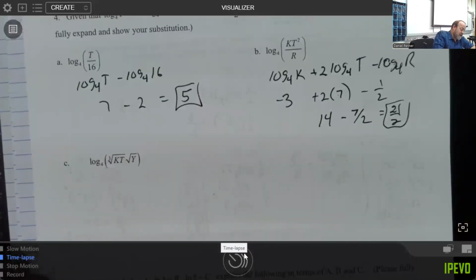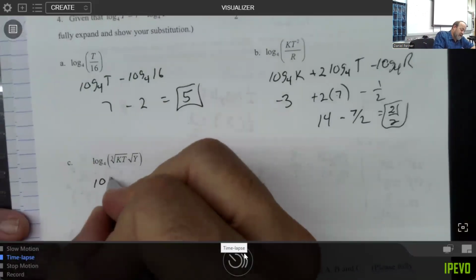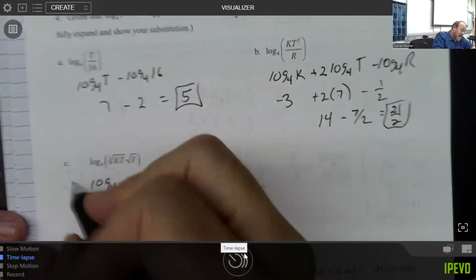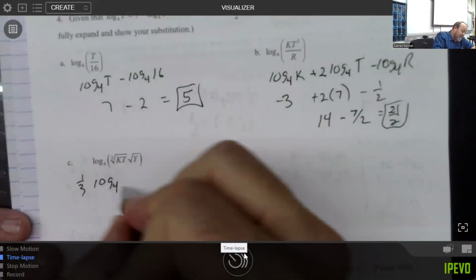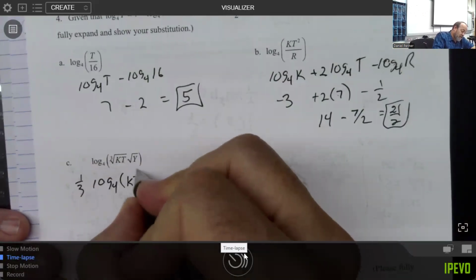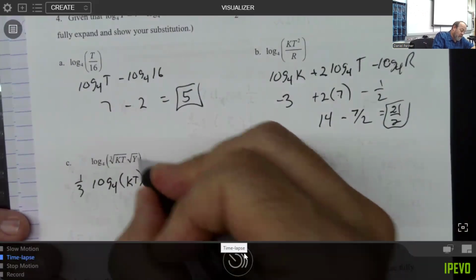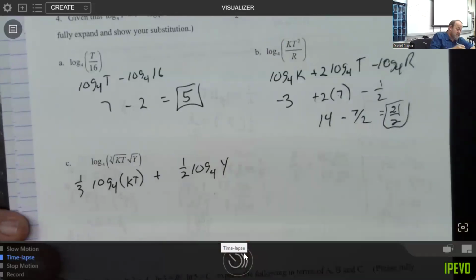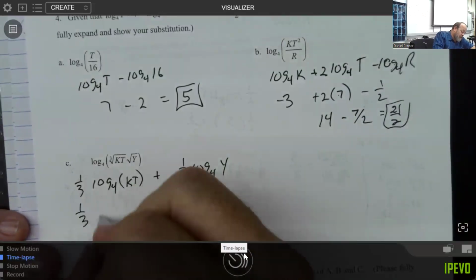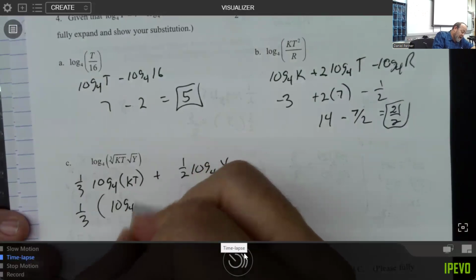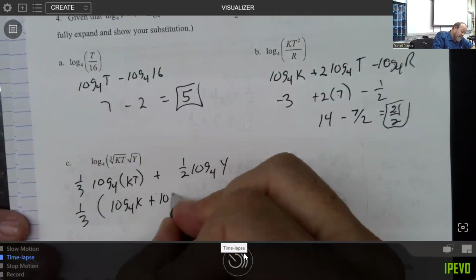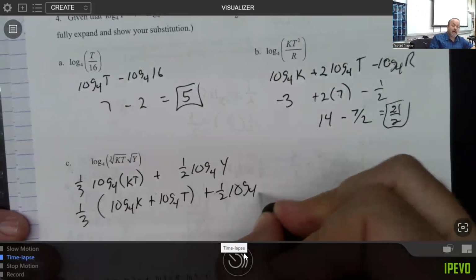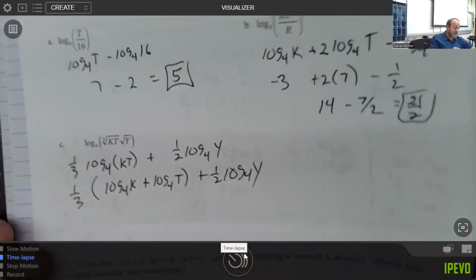Now, for part C, we have to be a little bit cautious because I was playing with some of the powers here. Notice that k and t both have that power of 1/3, whereas the y only has a power of 1/2. So what I'm going to do is very specifically be careful to separate them because they have different powers at play.